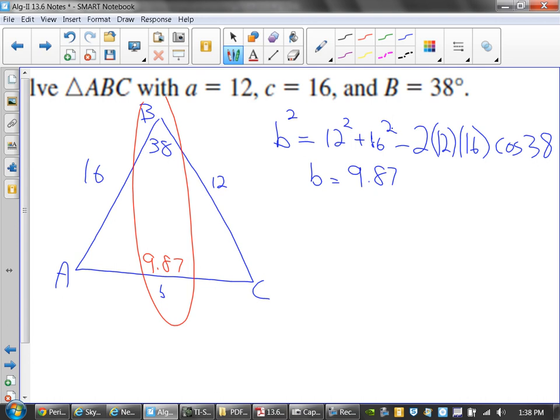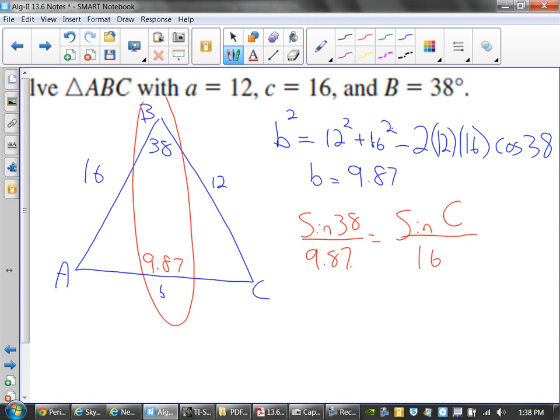How do you do side, side, side? I'll show you here in a second. Okay, there's one little rule you have to worry about with that. So now from here, I'm going to use the law of sines. The sine of 38 is to 9.87, as the sine of C is to 16.